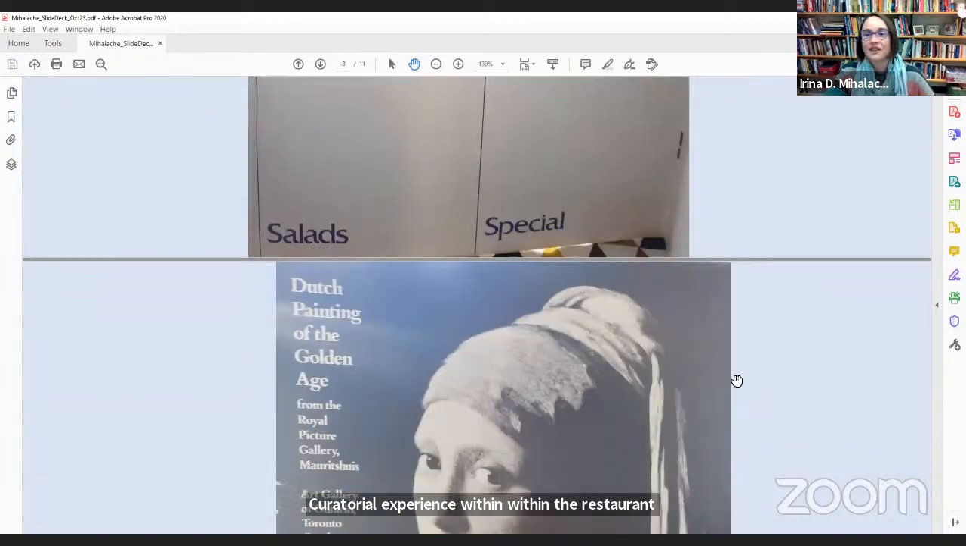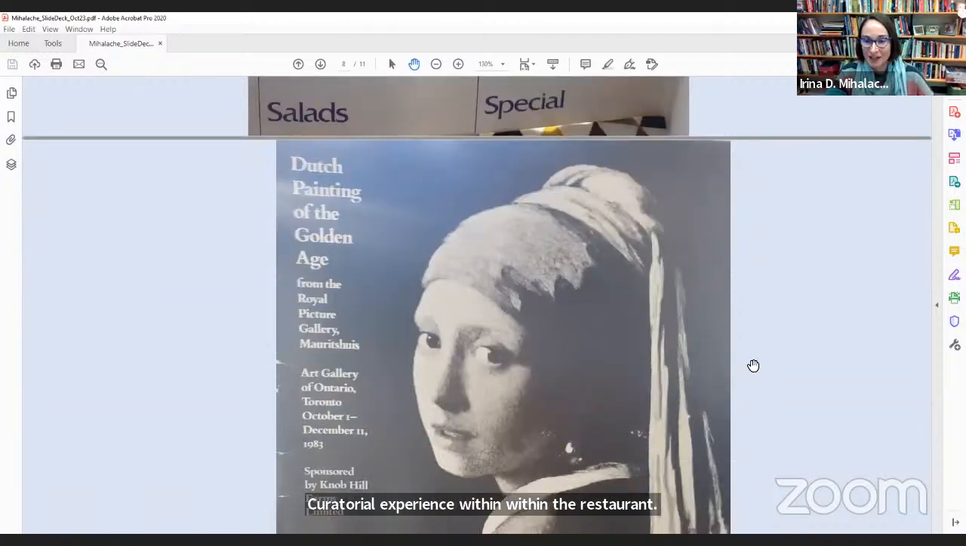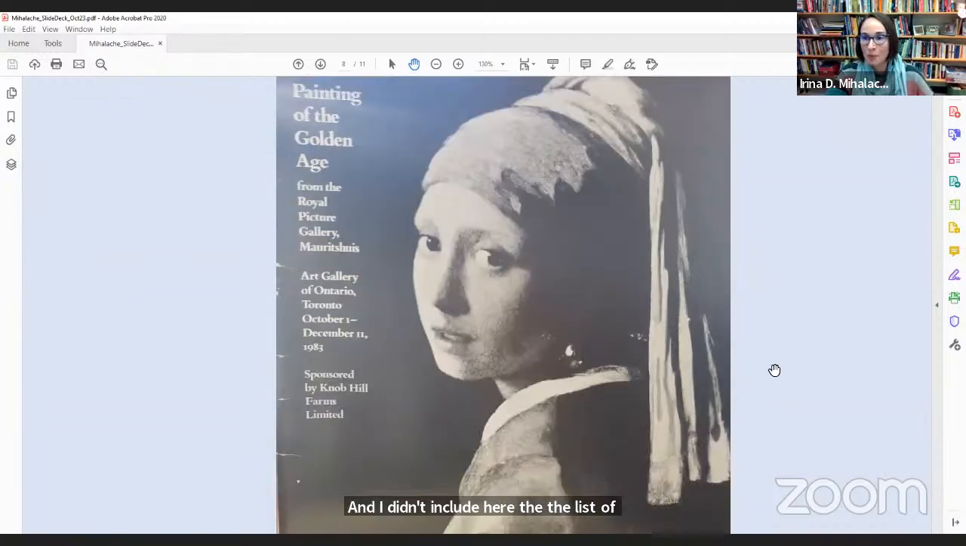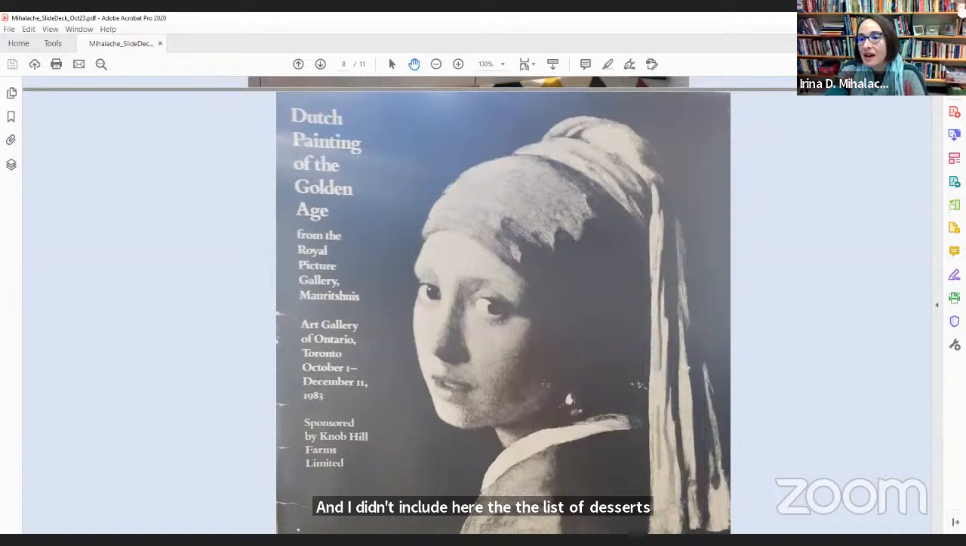And I didn't include here the list of desserts because I wanted to stop a little bit at something that I think was a very common practice, or is now a very common practice in art museums, to differentiate the art museum restaurant from other restaurants that would have served similar foods.